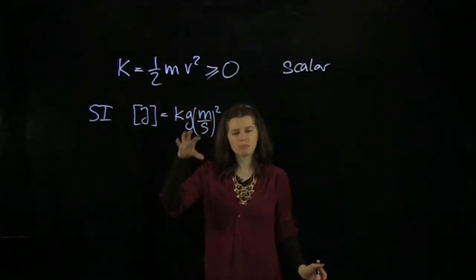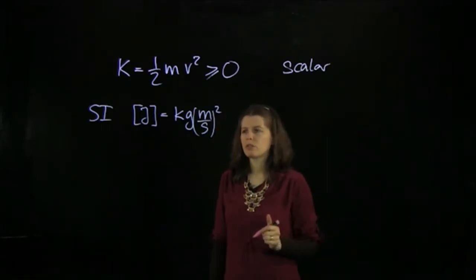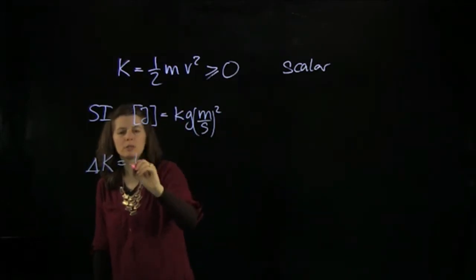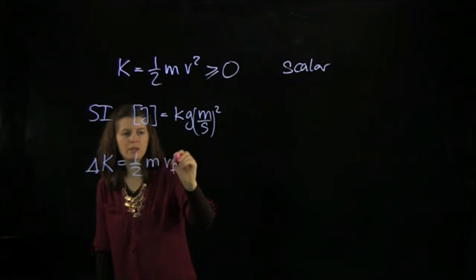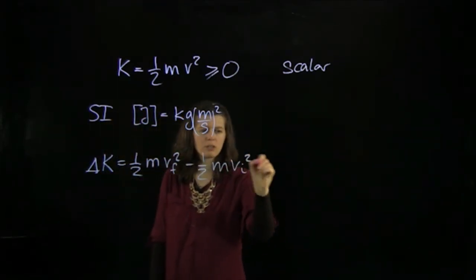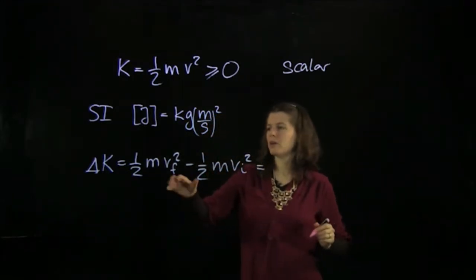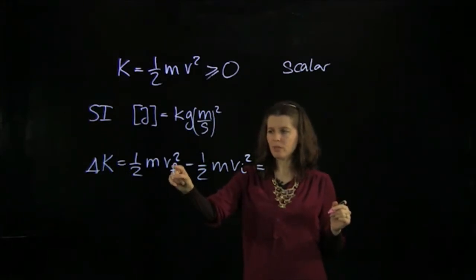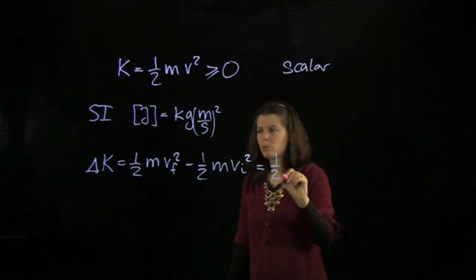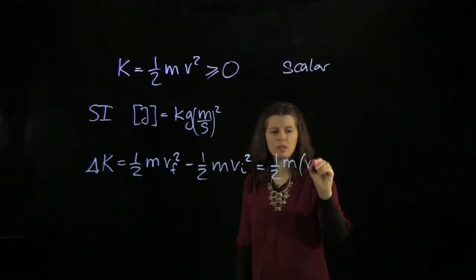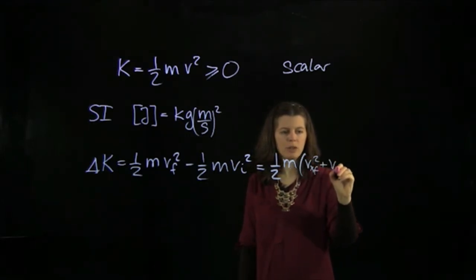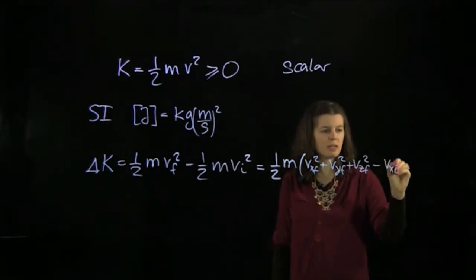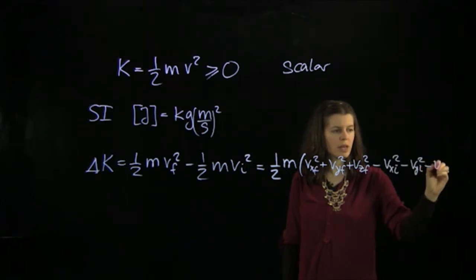Now let's assume we have an object that is first at rest and then it speeds up to a certain velocity, which means the object is going to experience a change in kinetic energy. We'll express this as 1/2 mv final squared minus 1/2 mv initial squared. If we have motion in 2D or 3D space, then we have to consider all these components, and we can also pull out the 1/2 m, and then we have v x final squared plus v y final squared plus v z final squared, minus all the initial values, x initial, y initial, and z initial.